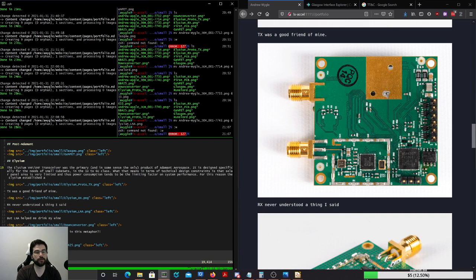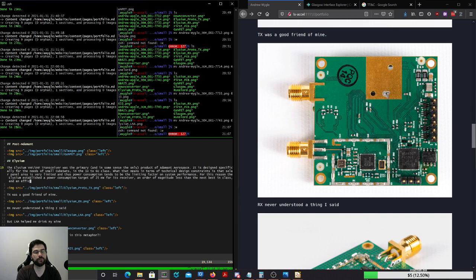Established a power consumption target of 25 milliwatts for its receiver, an order of magnitude less than the next best in class, and an efficiency target of 50% at 5 watts for its transmitter.